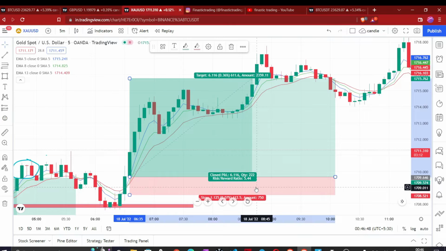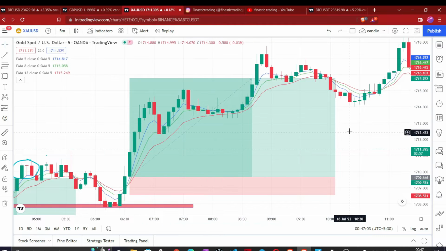So look at the risk reward, guys. It is 5.5, almost 5.5. And also we always keep on trailing the stop loss. So if the candle closed below 13 EMA right here, we exit the trade. That is how it works, guys.